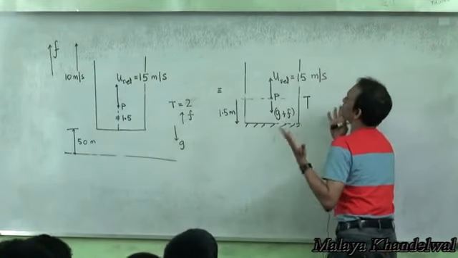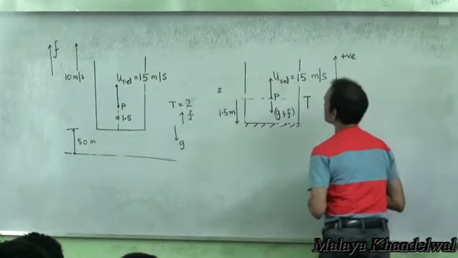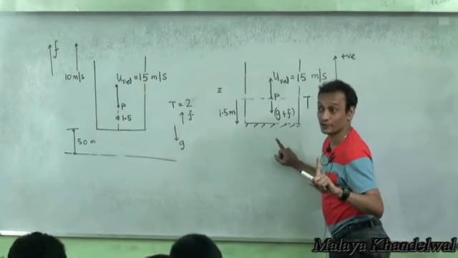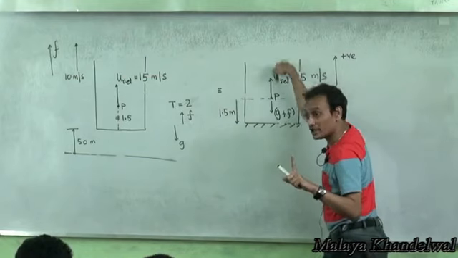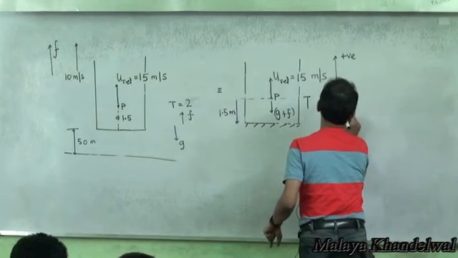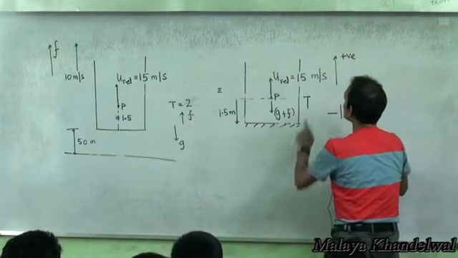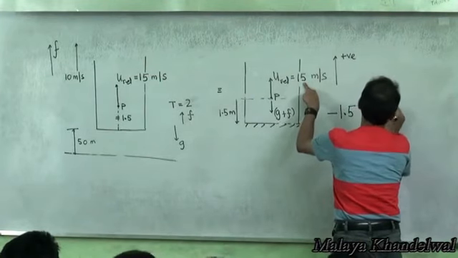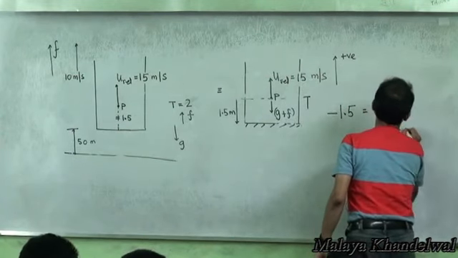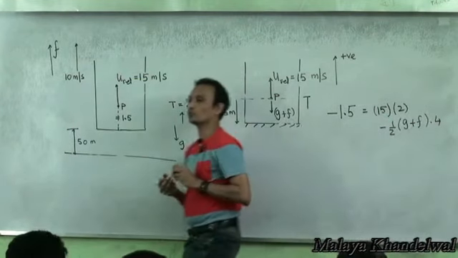So let's say I take upward positive, downward negative, to write my equations. From P to the floor of the elevator, the net displacement is minus 1.5. So minus 1.5 has occurred in 2 seconds, with an initial velocity of 15 meters per second, minus half of (g plus f) into 2 squared. Yes or no?